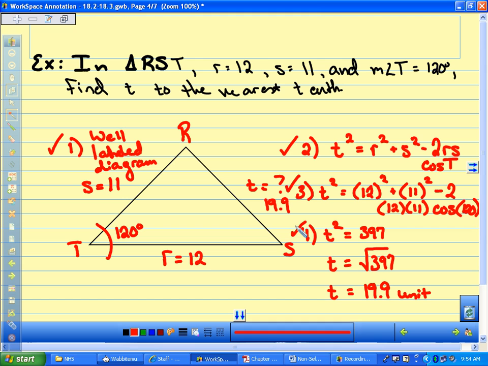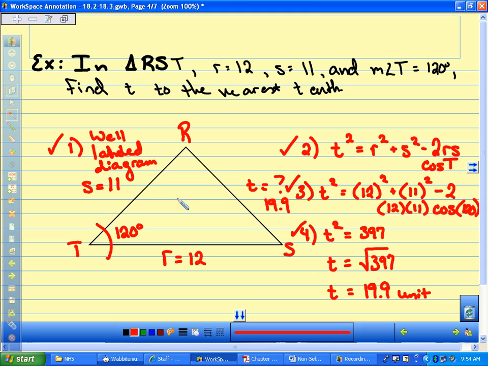Substitute, solve, and check for reasonableness. Make sure that if it's the largest side, then you're opposite the largest angle. If it's the smallest side, make sure you're opposite of the smallest angle, so on and so forth. But always check your reasonableness.